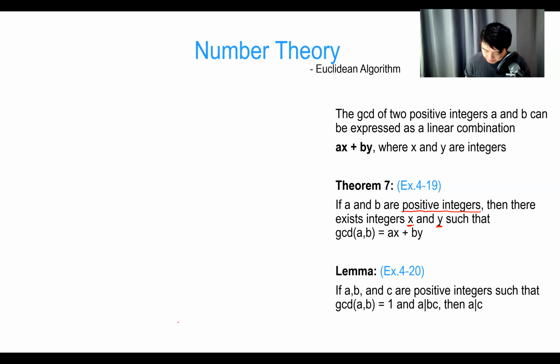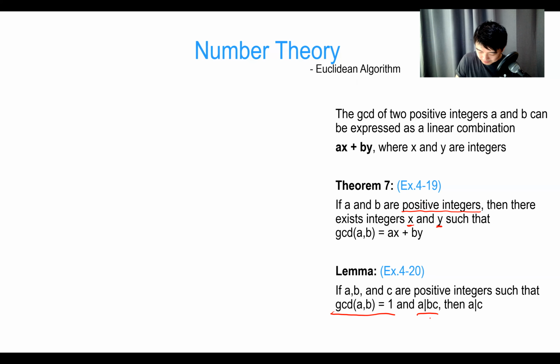All right, so there is a lemma that comes from this theorem. The lemma goes: if a, b, and c are positive integers such that the GCD of a and b is equal to 1, and this part is very important, and a divides bc, then a will divide c. Now you might be saying, where is this coming from? How are those things even related? Well, it comes directly from this theorem.